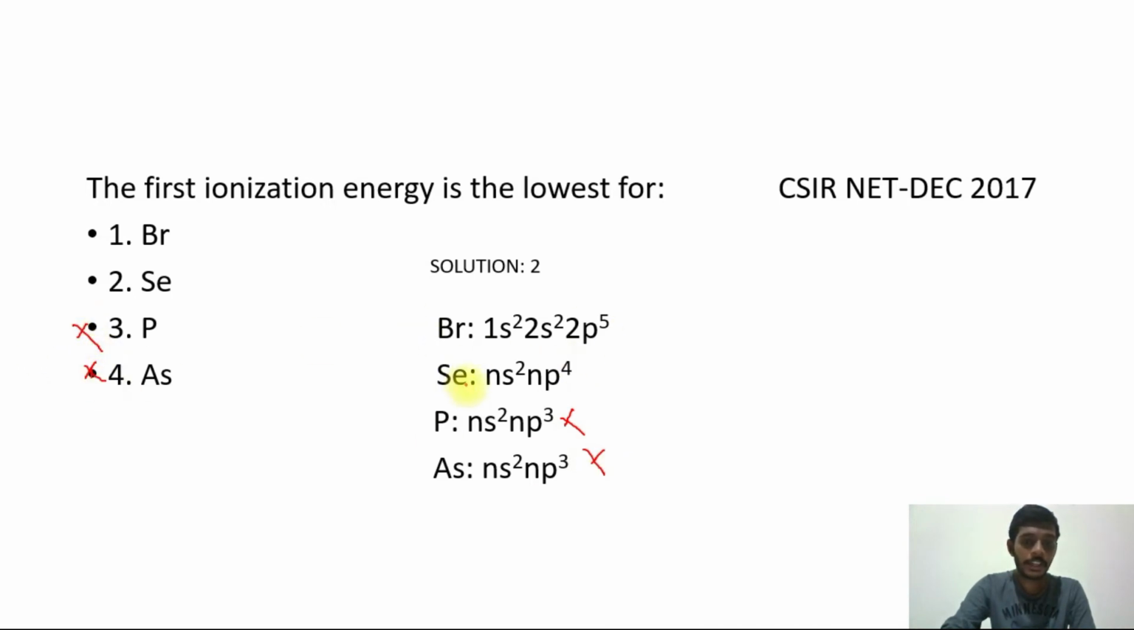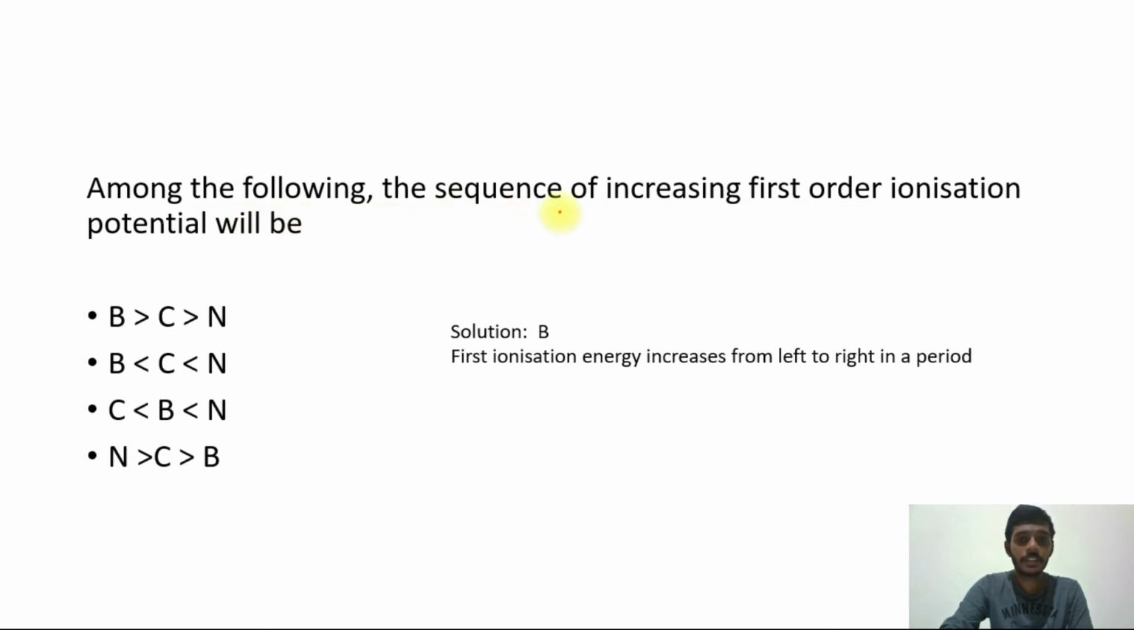Now for selenium, if we remove one electron, it becomes ns2 np3, which is half filled and more stable, and forms a highly stable configuration. So the correct option is selenium, and bromine is the wrong answer. Among the following, the sequence of increasing first ionization potential will be. The options are given. The first ionization energy increases from left to right in a period. So option B is the correct answer.